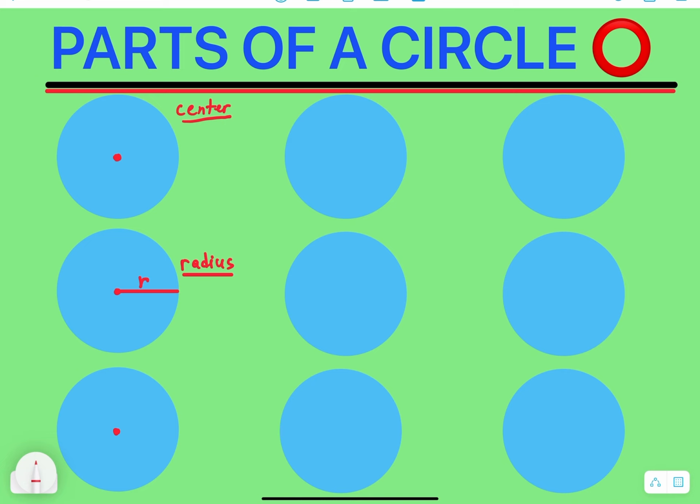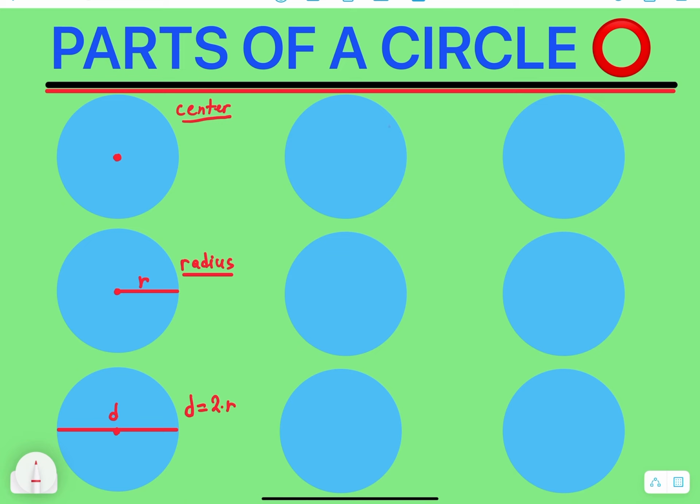Next, we have the center. If the line goes from side and passes through center, any line that passes through center and goes from side to side, we call this diameter. As you see, diameter is equal to 2 times radius, right? We have two radiuses here.